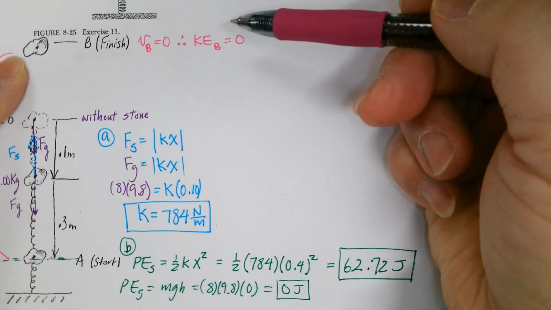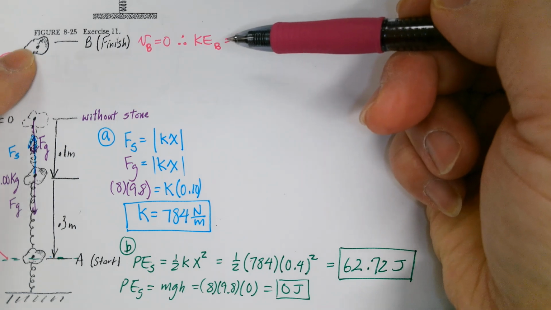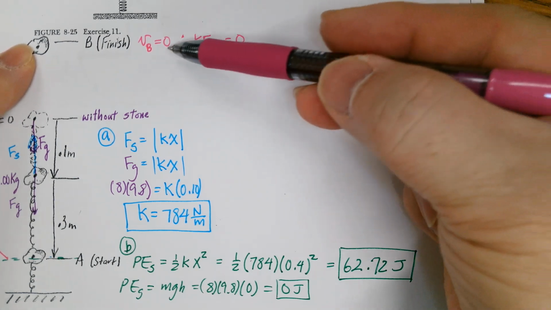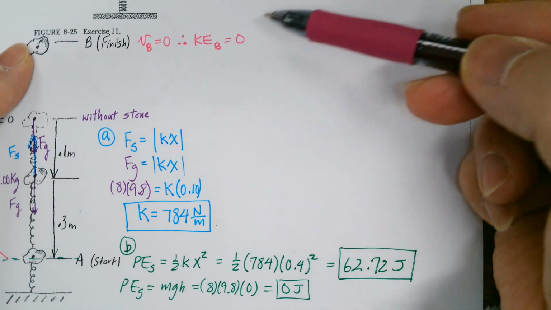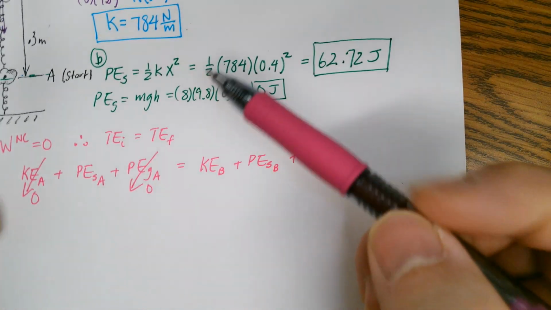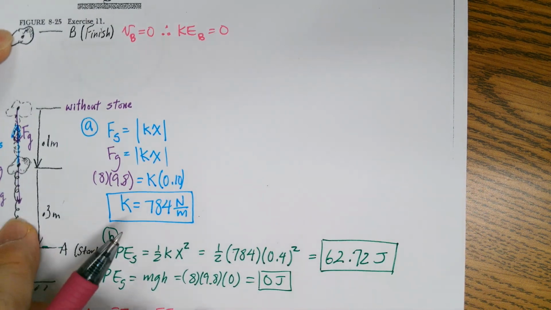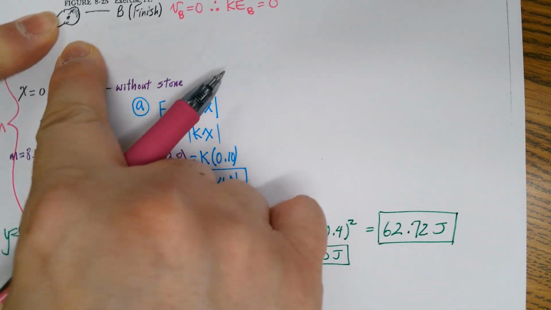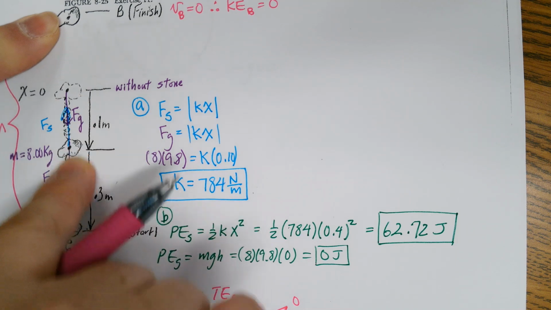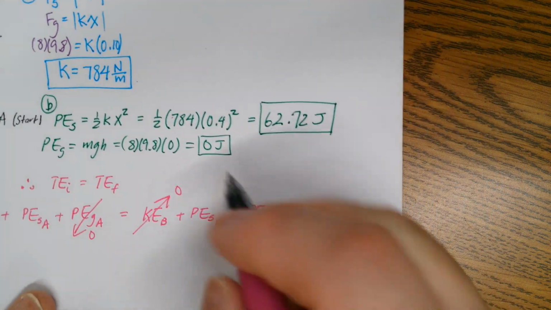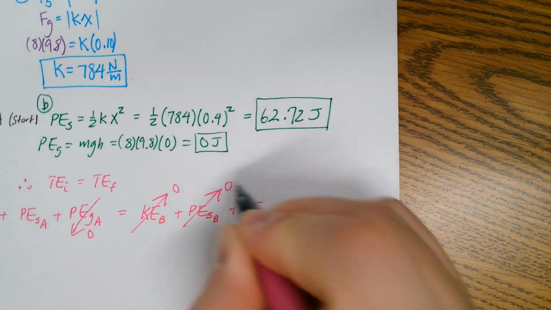Now let's take a look at point B. When it reaches the maximum height, it stops instantaneously, so the kinetic energy at point B is 0. The spring's not attached to this anymore, so there's no spring involved at point B, so there's no potential energy of spring whatsoever.